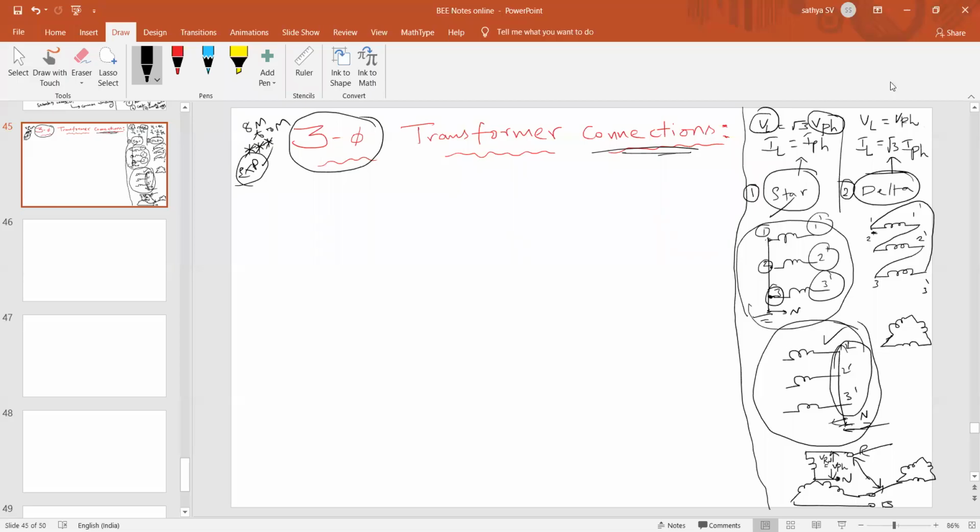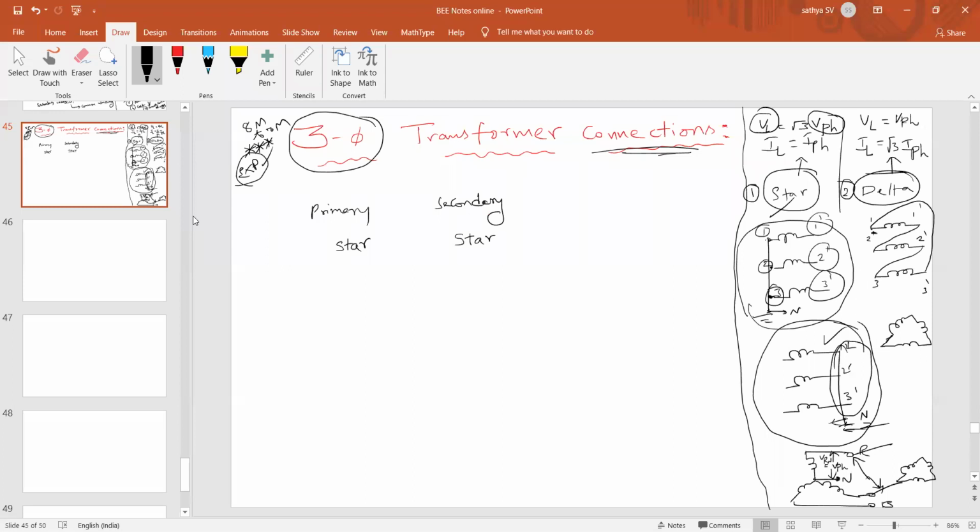Transformer having how many windings? Two windings, sir. So that means primary and secondary, these are the two windings we are having. Now, if you connect the primary in star connection, what about the secondary? Shall we go for star again?